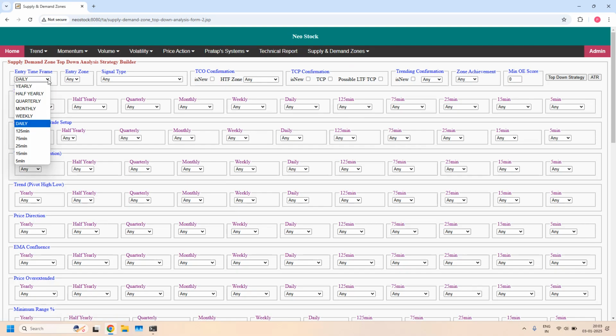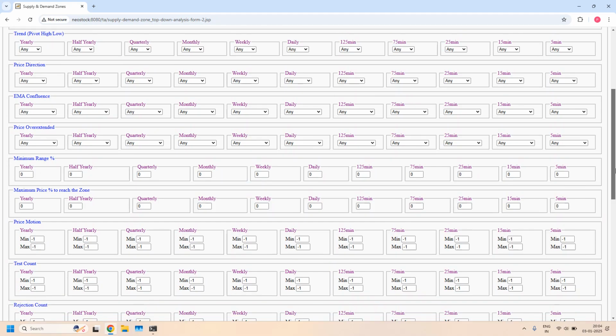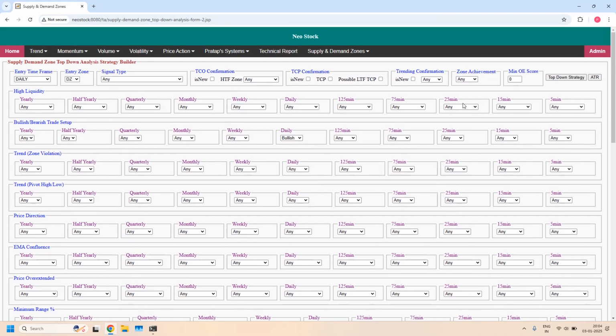First, let us generate bullish trade setup for monthly income trade, entry time frame daily, entry zone demand zone. In bullish or bearish trade setup at daily, I am selecting bullish. And the daily demand zone should not be pierced. So in the pierced count, at a daily time frame, minimum value 0, maximum value 0. This is the first filter.